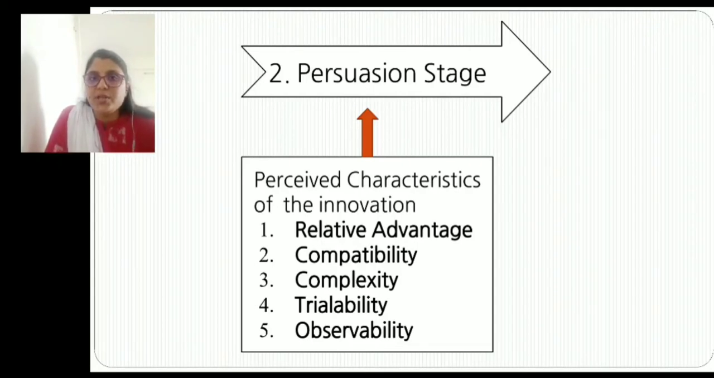Complexity means how difficult that particular practice is to understand, whether it is easy to handle or not. You should get an idea of that in complexity. After that, trialability. After understanding all the procedure, the method, and the functioning, go for the trial. You should try that innovation practice on your farm. After the trial, an important thing is observability, where you get an idea about the result of that innovation practice.